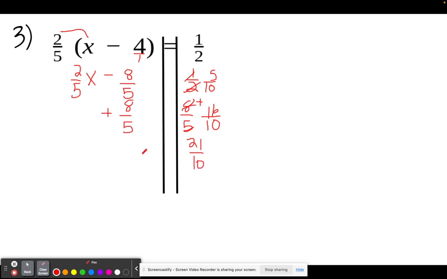And that equals 2/5 x. To get rid of that 2/5, let's multiply by the reciprocal, 5 over 2. Simplify before you multiply. Divide by 5, divide by 5. And I end up with 21 over 4. And I can keep it just like that. Nothing wrong with that.